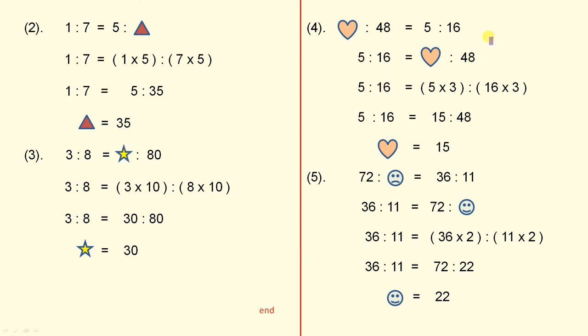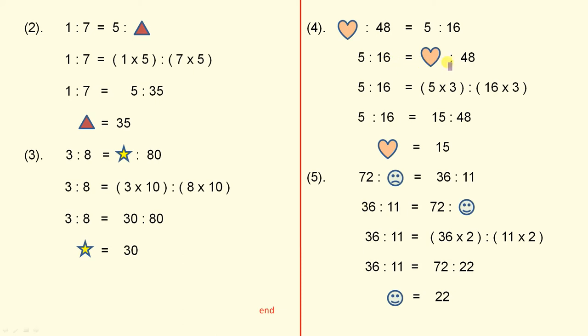Number 4. The heart is to 48 equals 5:16. Now it's quite easy to swap these around. There's no problem. It's exactly the same situation if we swap these around. It's a lot easier when you have the simplified ratio on that side because you just do multiplication. A lot easier, as we saw in the first 3 examples.